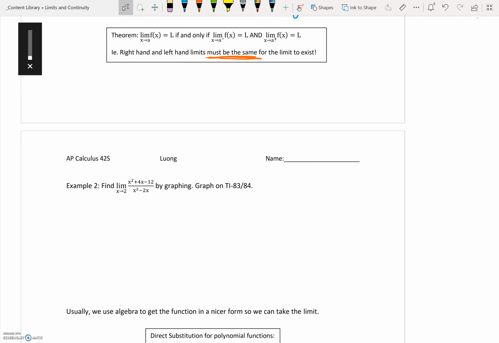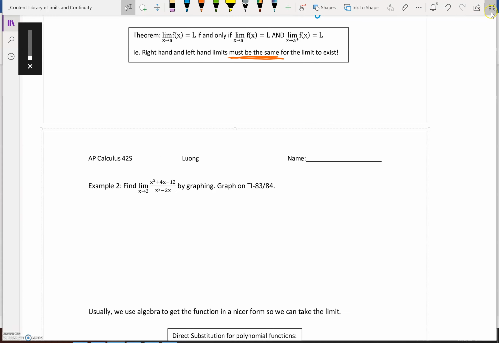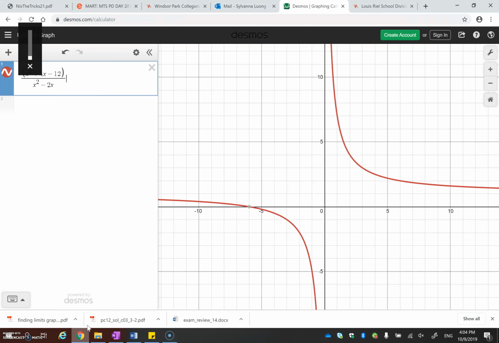Now, I'm just going to use Desmos, and you can use Desmos in the meantime if you don't have a graphing calculator. I've already put this graph up on Desmos right here. This is the graph that we are looking at. We're trying to approach this graph at x equals 2. But if you put your cursor over here and find 2, it's going to say undefined. That means we have a hole in the graph.